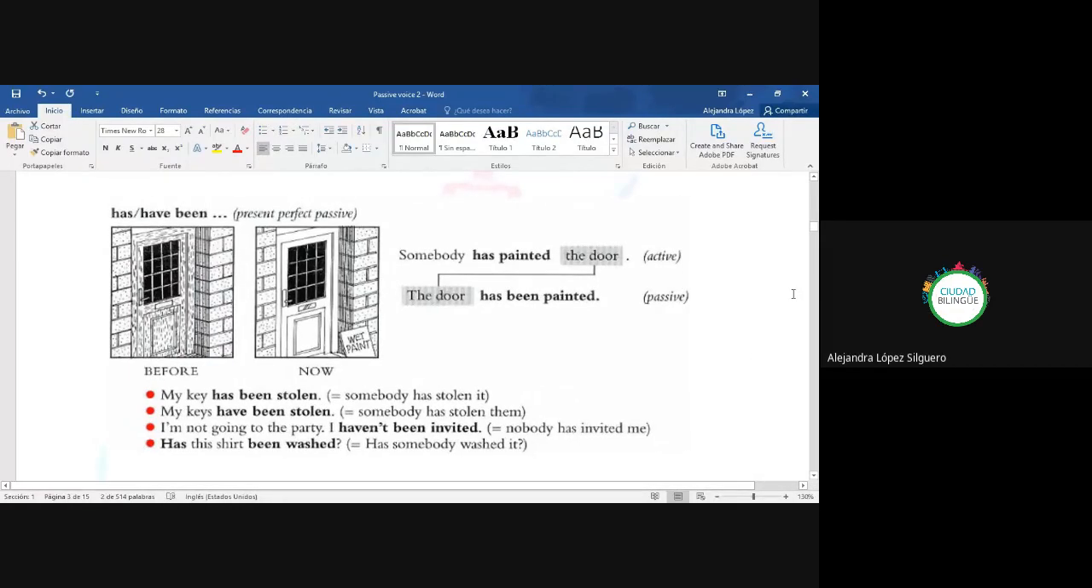Okay. So we have an example here. It says, somebody has painted the door. Alguien ha pintado la puerta. This will be the active voice, right? And the passive will be this one. It says, the door has been painted. La puerta ha sido pintada.